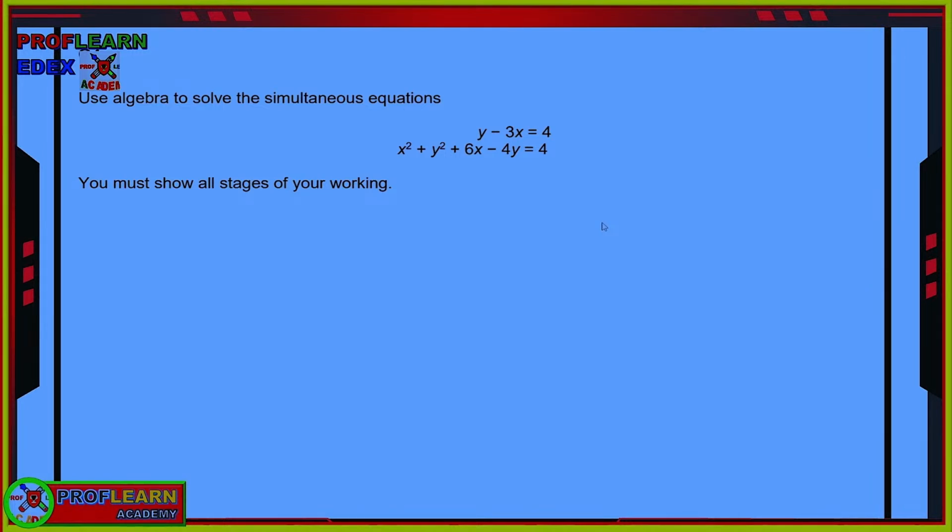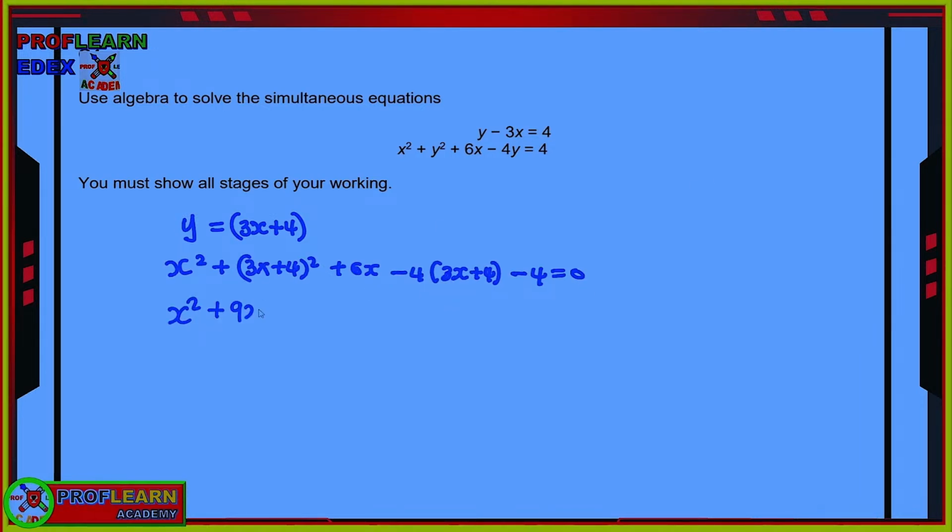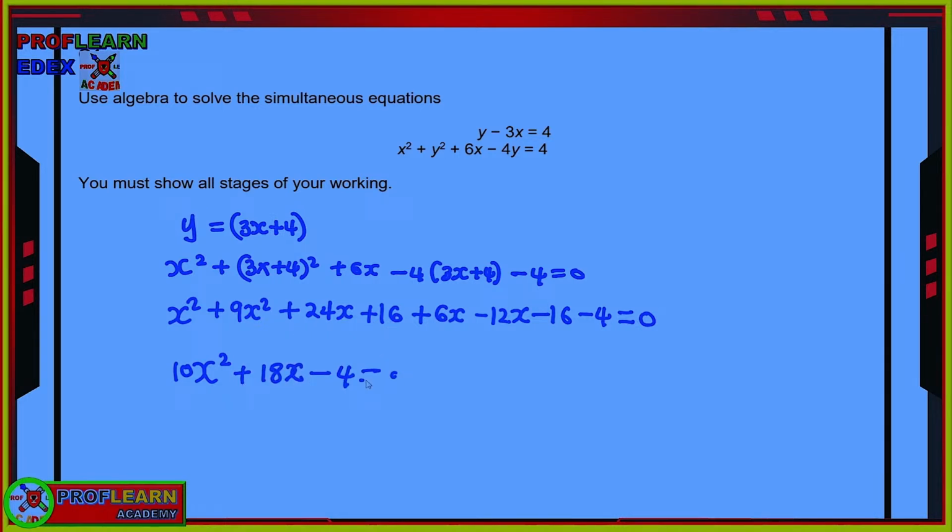So we're going to solve simultaneous equations that involve a linear and a quadratic. We're going to substitute anywhere we have y, 3x plus 4, into this quadratic that is down here, which will mean that we are going to expand and then put the like terms together, and you realize that we are going to have a quadratic in terms of x. Once you have put the like terms together and simplified everything, you'll have a single quadratic equation, which is 10x squared plus 18x minus 4 equals 0.